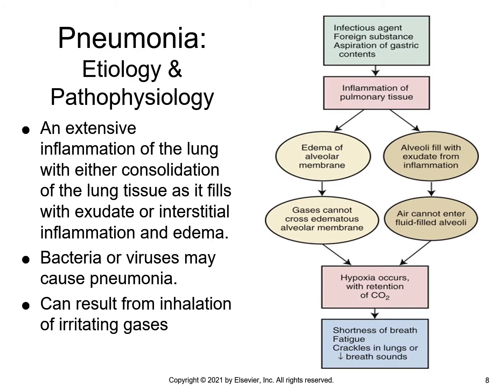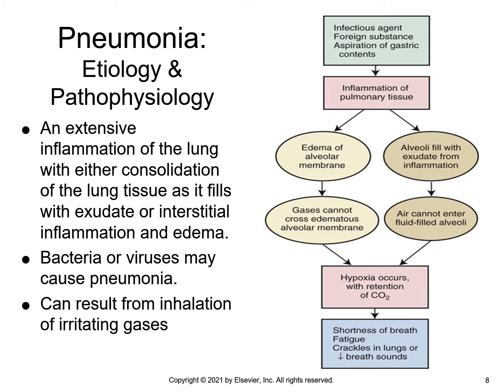Pneumonia is an extensive inflammation of the lung with either consolidation of the lung tissue as it fills with exudate, or interstitial inflammation and edema. It can affect one or both lungs. One lung is most common. Lobar pneumonia is a serious condition that infects the entire lobe of the lung and is usually caused by Streptococcus. Pneumonia can be classified as community-acquired or hospital-acquired.